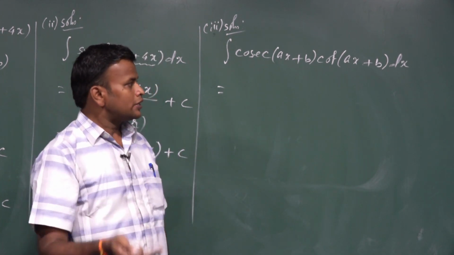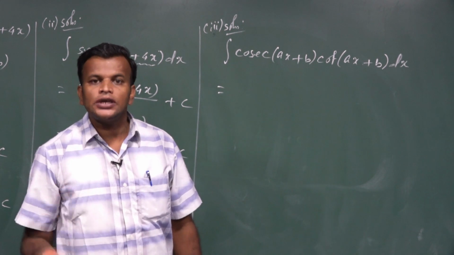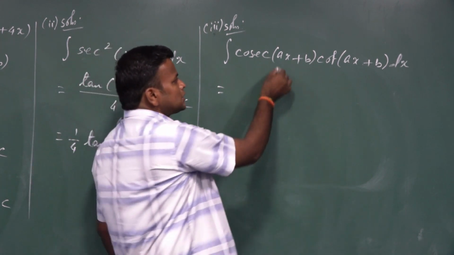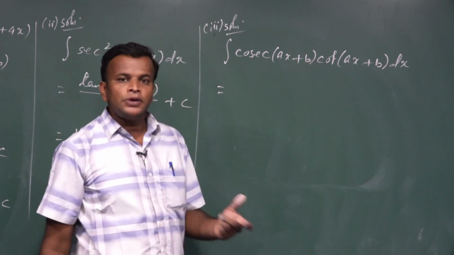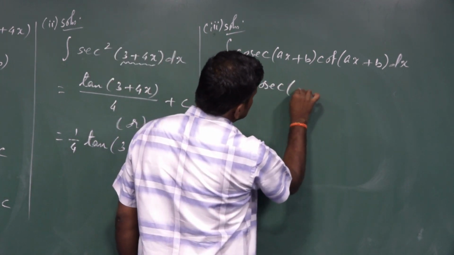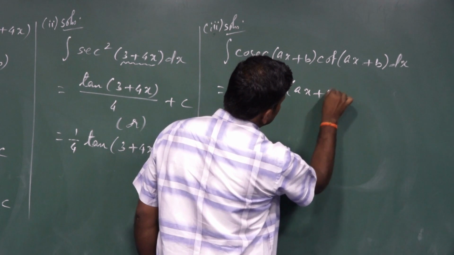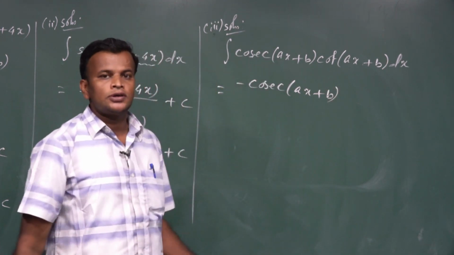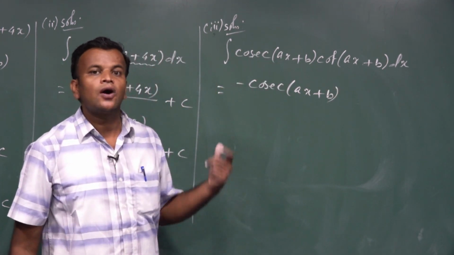Integrating cosecant x cot x formula is minus cosecant x. But in place of x here, ax plus b. So first we write minus cosecant of ax plus b. Formula power. But it is composite.